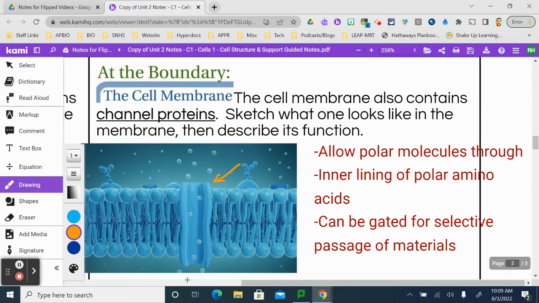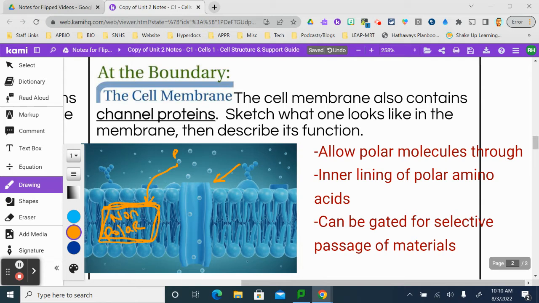This area that I'm going to block off in a rectangle, remember, this is a non-polar tail area. And remember that polar things and non-polar things do not mix. So if all these little balls on the outside are substances that we really, really need inside of the cell, and if these are polar molecules, and I'll put a P there for them, they can't just simply pass through the cell membrane because of this barrier layer. This non-polar barrier layer will not allow them through.